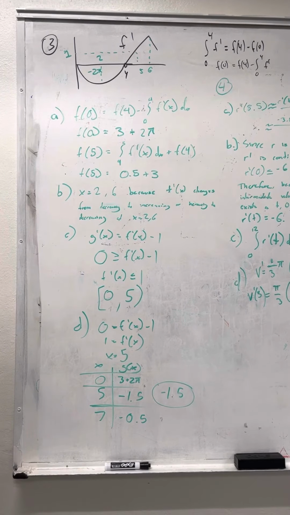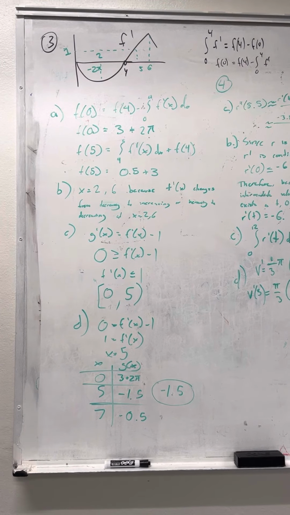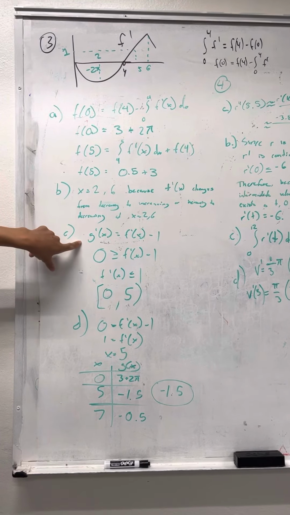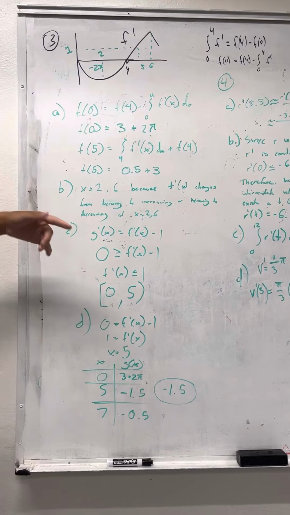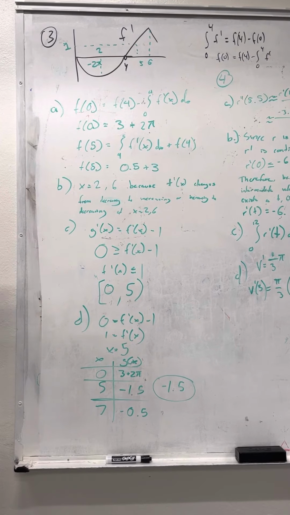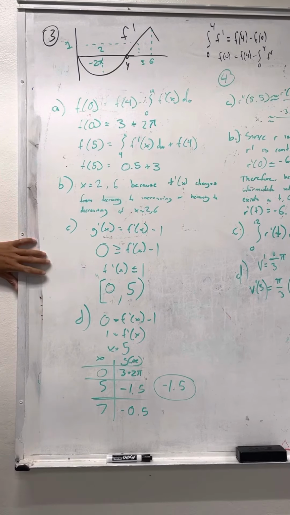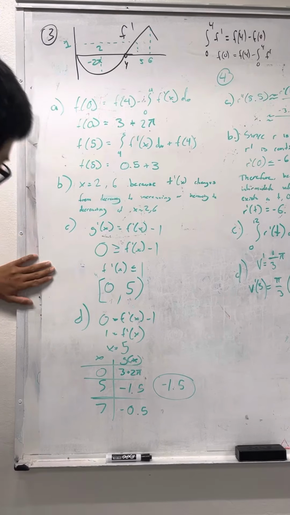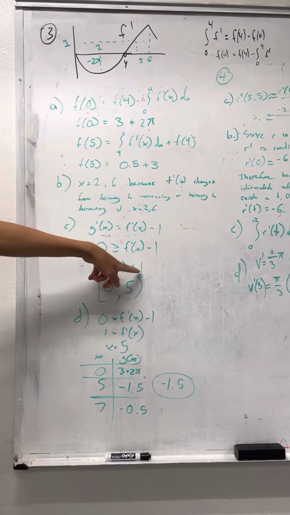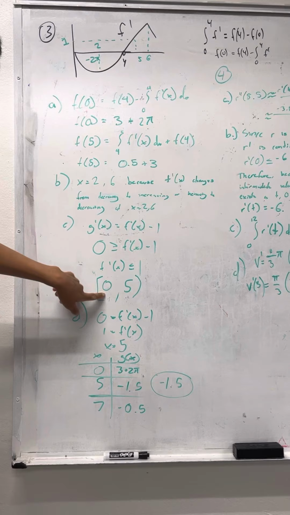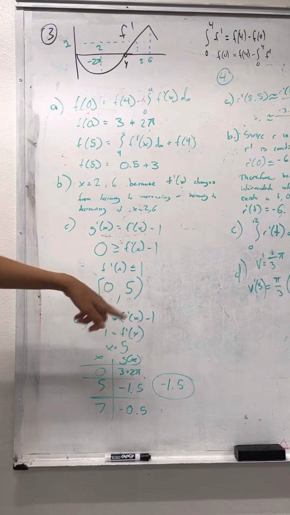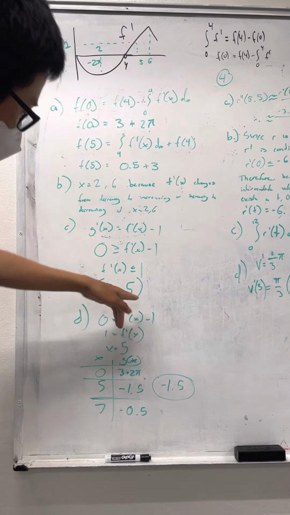And for C, to show when g is decreasing, you basically just take the derivative of g and then set up an inequality to find when it's less than 0. And what you get is f prime is less than 1, which is true in the case of x equals 0 to x equals 5. That's the interval right there.